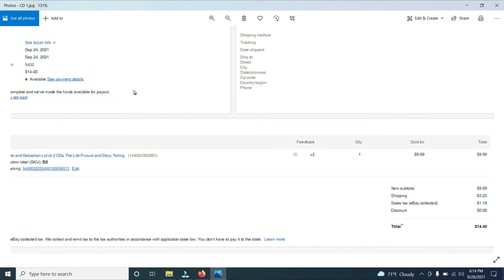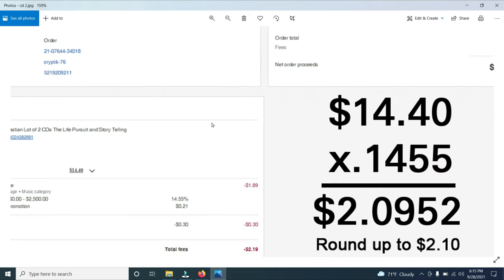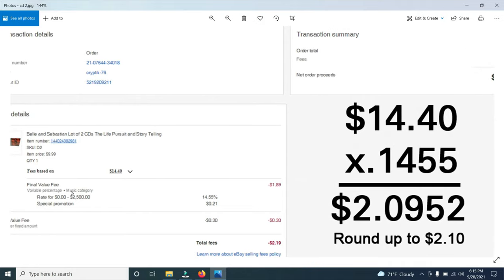Now, I want to find out what fee I paid on the sale of this item, and in order to do that, I'm going to go over here and click this button right here that says See Payment Details. So let me go ahead and do that. So here we are. The buyer paid a total of $14.40. And as you can see right here in the music category, the percentage that I am charged in eBay fees is 14.55%. So $14.40 times 14.55% comes out to $2.09. That is rounded up to $2.10. And that's what I paid in final value fees percentage wise.